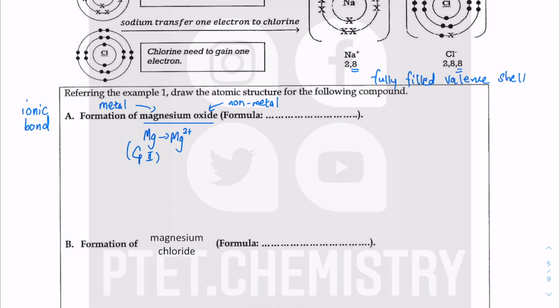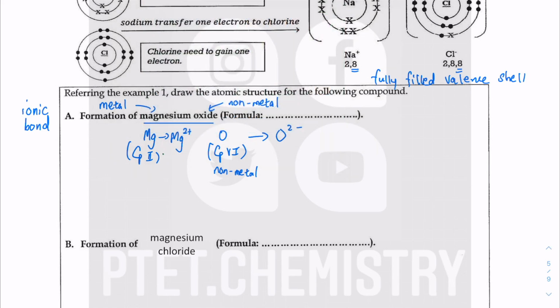Okay. Onto the oxygen. The oxygen is a group 6 non-metal. A group 6 non-metal will gain 2 electrons and become O2 minus, which is a fully filled outer shell, because 6 plus 2 is 8. 2 minus means gain electrons. 2 plus means lose 2 electrons.